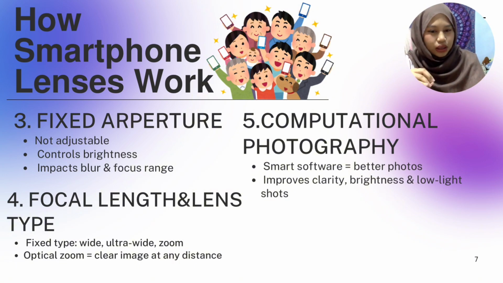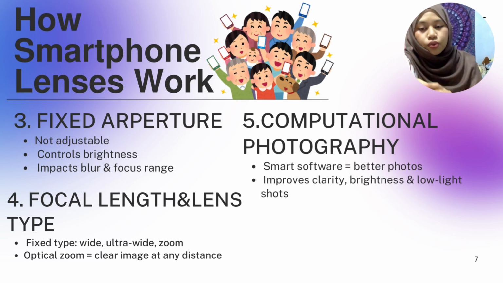Even though it's fixed, it still plays an important role. It affects how bright the photo is and how blurry the background is, which is called depth of field. While it's simpler, the fixed aperture helps balance light and focus automatically.